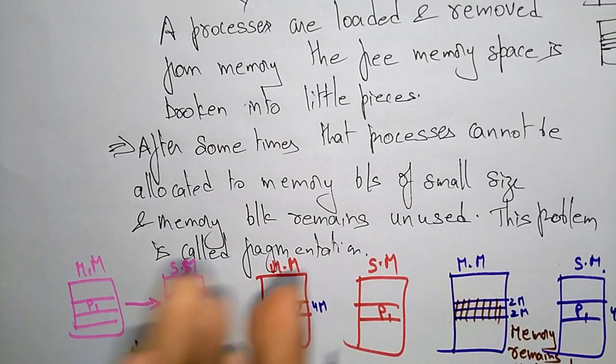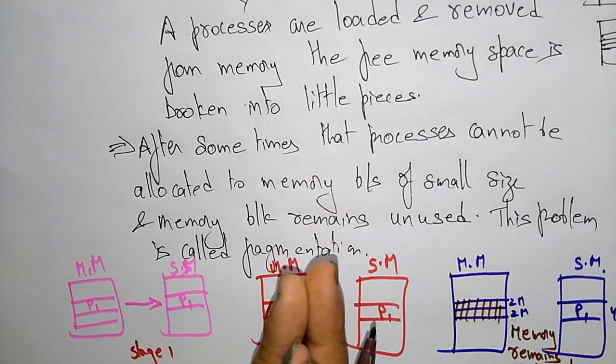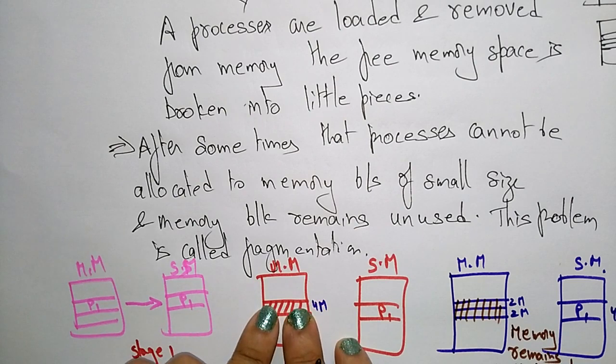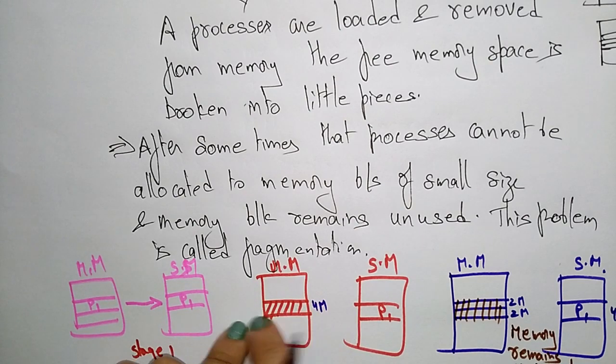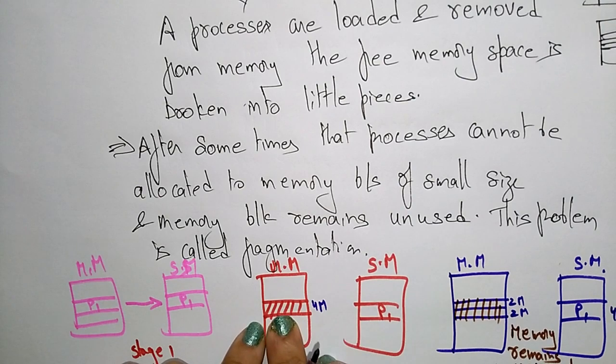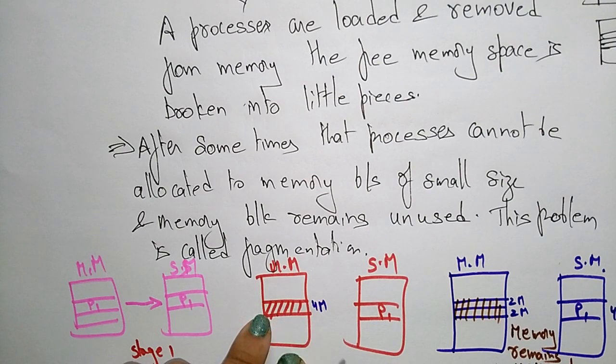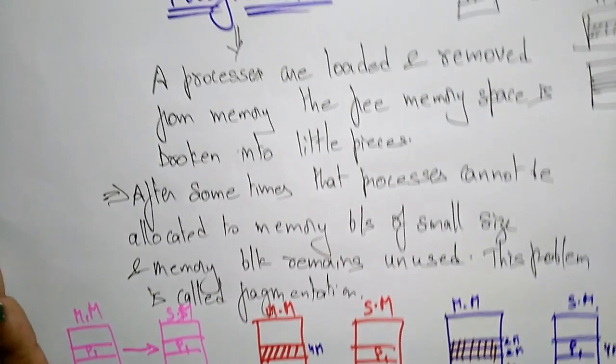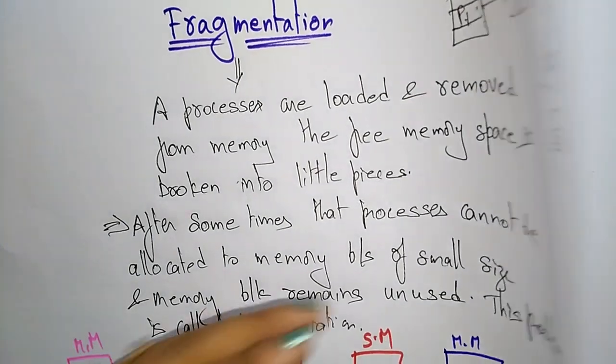First, it sends a process to swap to the secondary memory and makes the memory free. Whenever the memory is free here, it is divided into little pieces. Again the process wants to come back to main memory, we want to swap it into main memory, but the memory block is small in size, so the memory block remains unused. This problem you call fragmentation.